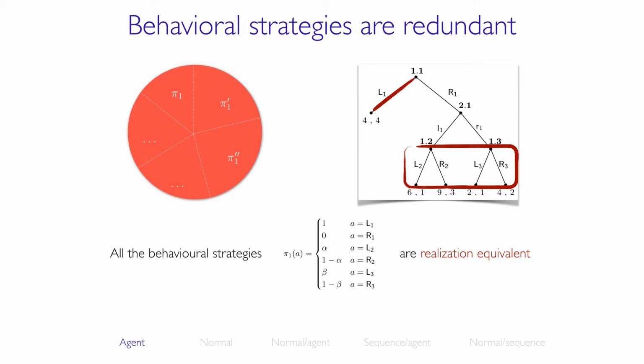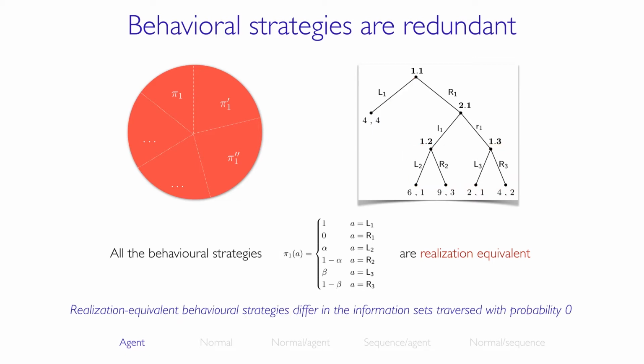All these behavioral strategies are realization equivalent. Indeed, for every pure strategy of player 2, these strategies lead to the outcome with payoff vector (4,4) with probability 1. That is, all the strategies induce the same lottery over the outcomes. Realization equivalent behavioral strategies differ only in the information sets that will be traversed with probability 0. In the picture, they differ at information sets 1.2 and 1.3, which cannot be reached because player 1 plays L1.